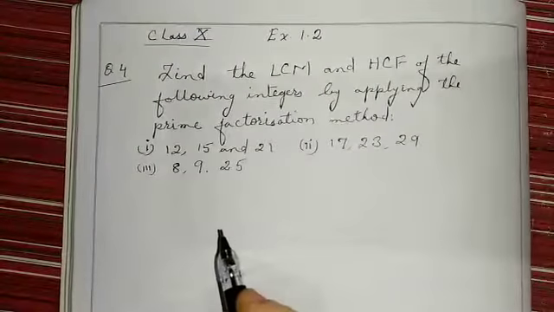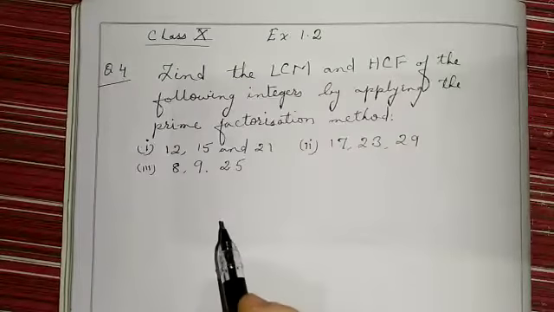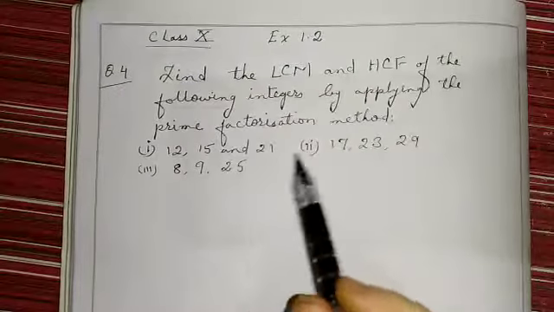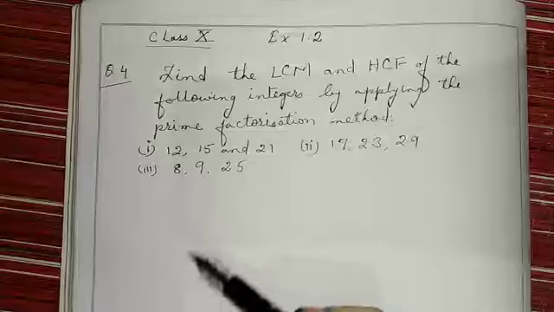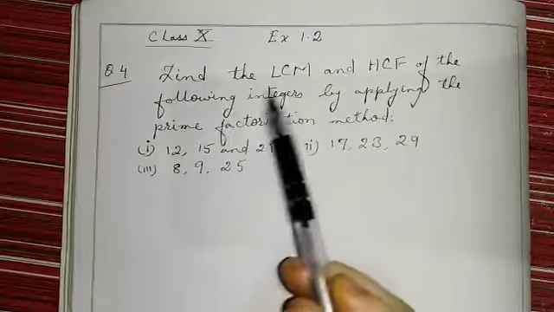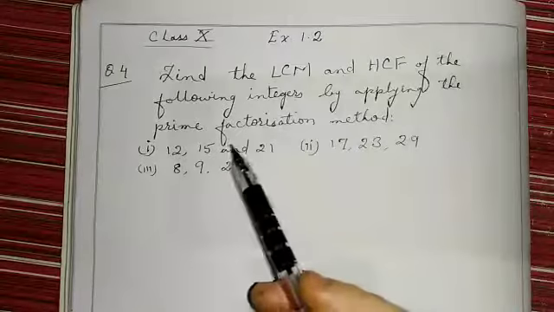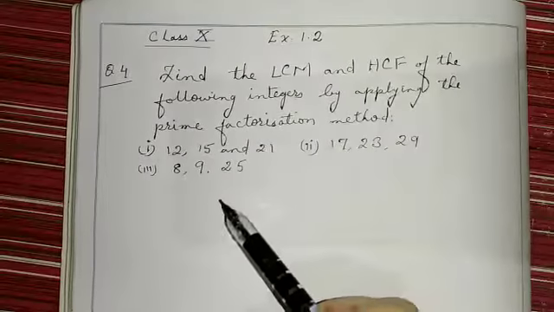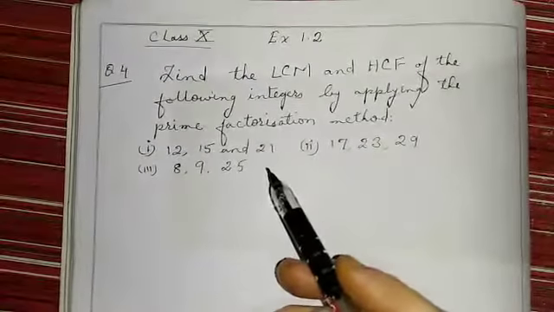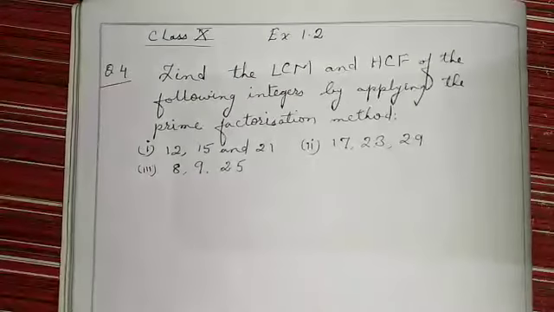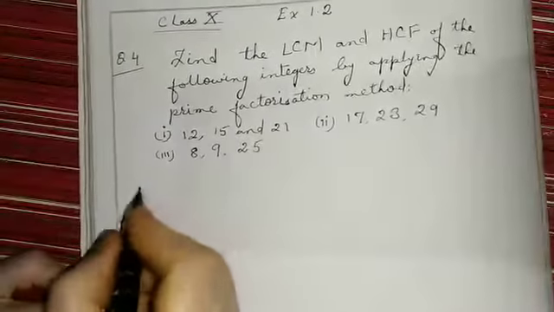Today we will solve exercise 1.2 question number 4. The question is, find the LCM and HCF of the following integers by applying the prime factorization method. We have to use the prime factorization method. So let us start.